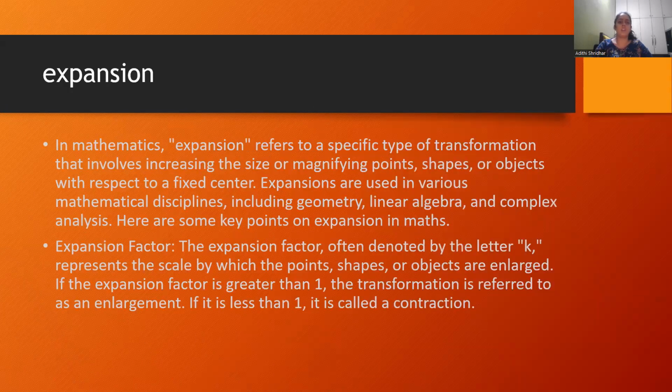Expansion. In mathematics, expansion refers to a specific type of transformation that involves increasing the size or magnifying points, shapes, or objects with respect to a fixed center. Expansions are used in various mathematical disciplines, including geometry, linear algebra, and complex analysis. Here are some key points on expansion in maths. Expansion factor. The expansion factor, often denoted by the letter k, represents the scale by which the points, shapes, or objects are enlarged. If the expansion factor is greater than 1, the transformation is referred to as enlargement. If it is less than 1, it is called contraction.